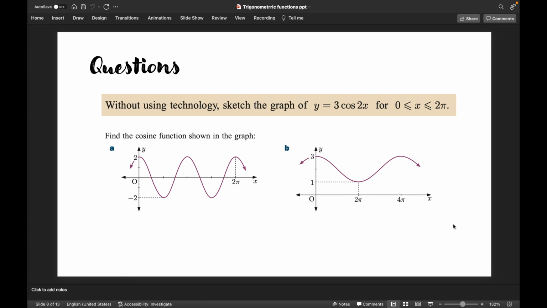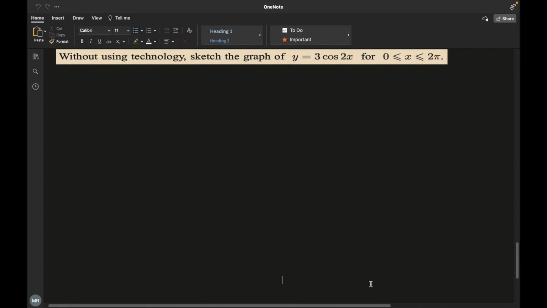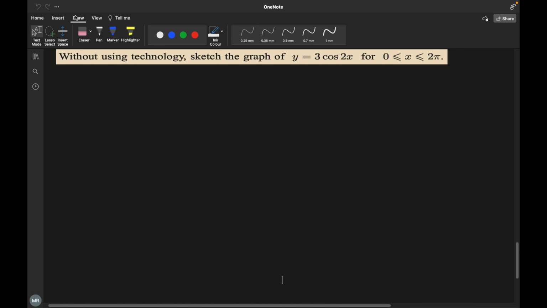So now let's solve a few questions. Let's look at the first question. Without using technology, sketch the graph of y equals 3 cos 2x for the domain between 0 and 2 pi. Okay, I will try my best, but as we have clearly established, I'm not a good drawer. So I will just try my best.